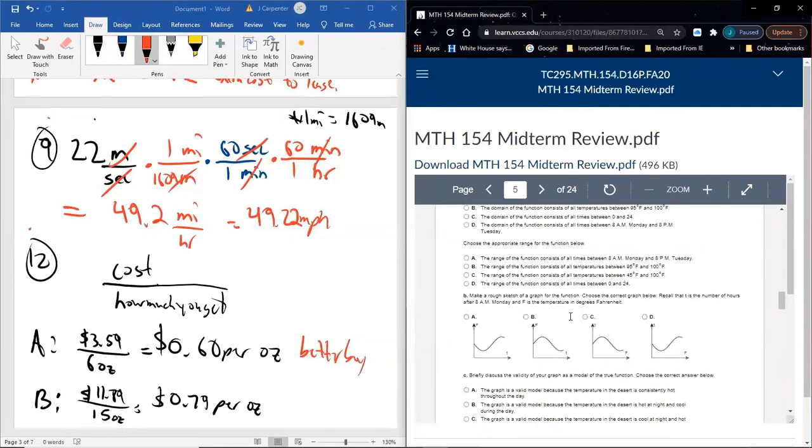So they say if this graph starts at 8 a.m., it's probably going to be one of the cooler parts of the day. And then as the day goes on, it's going to get warmer until eventually it hits its peak, and then it'll start cooling down, which tells me that B and C are out.